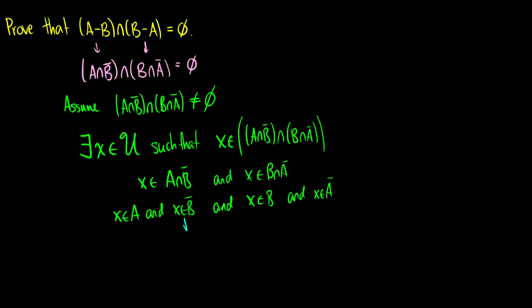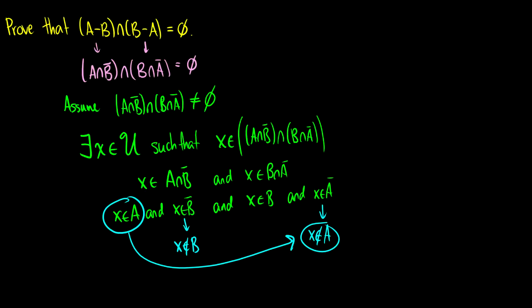So what do we know now? Well, if X is in B bar, then X is not in B. And if X is in A bar, then X is not in A. But then we have a contradiction, because X is in A, but X is also not in A. That's one contradiction. Another is that X is not in B, but we claim that X is in B. So if we say that this set is not empty, then we get a contradiction. Therefore, the set has to be empty.